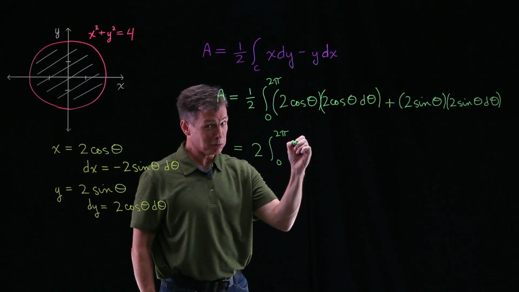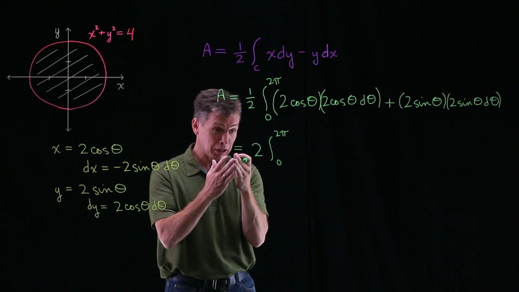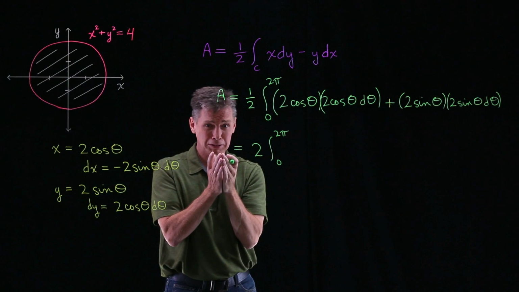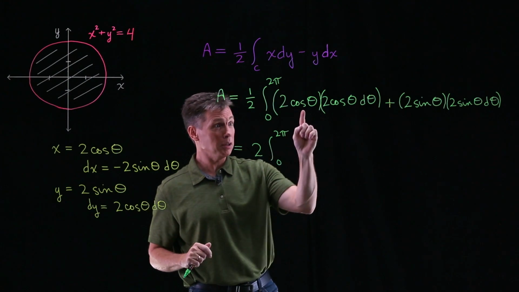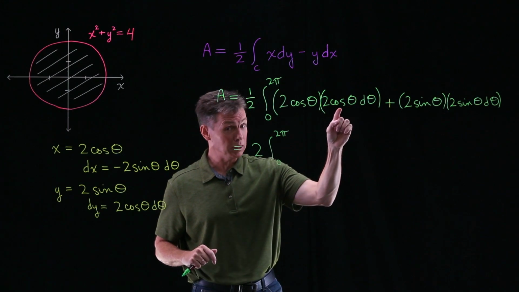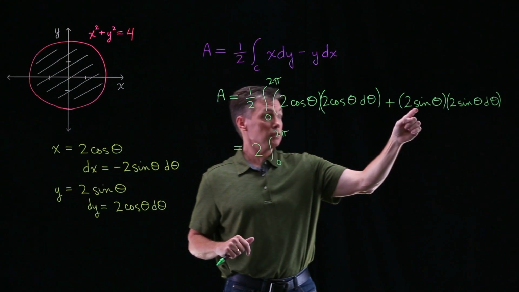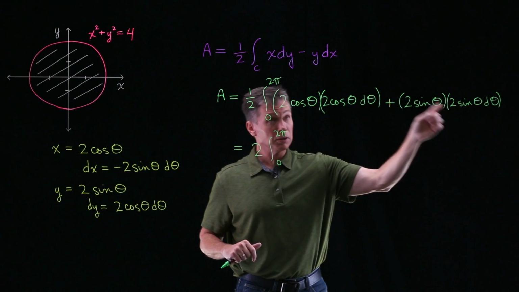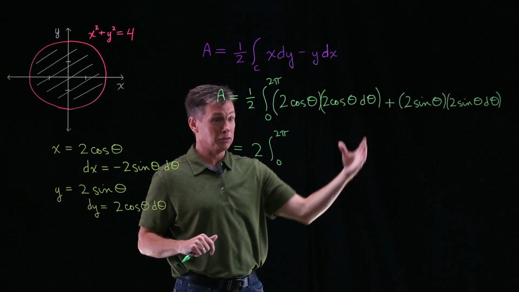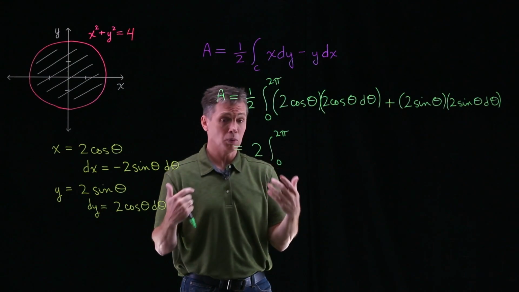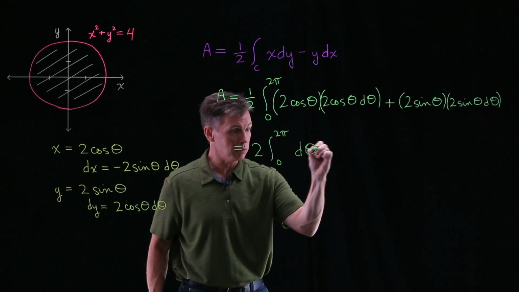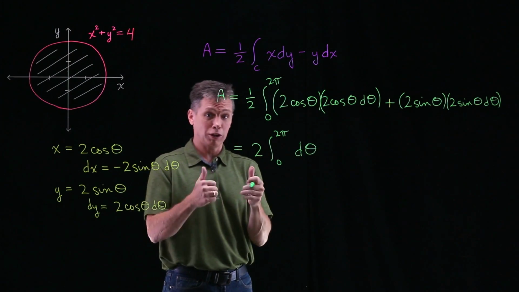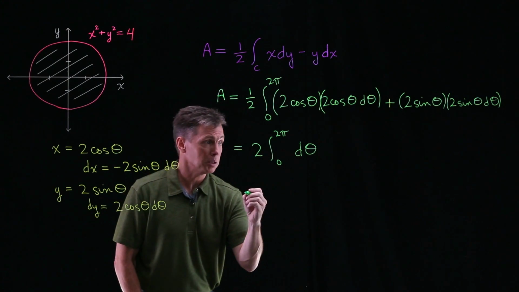If you didn't mind doing that arithmetic with me in your head, now let's do some trig in our heads. Don't worry, it's not as scary as it sounds. Look at what's happening. Cosine times cosine is cosine squared. Sine times sine is sine squared. Cosine squared plus sine squared equals 1. So this integral collapses to just 1 times d theta. Okay, cool. Now we can do this integral pretty easily.